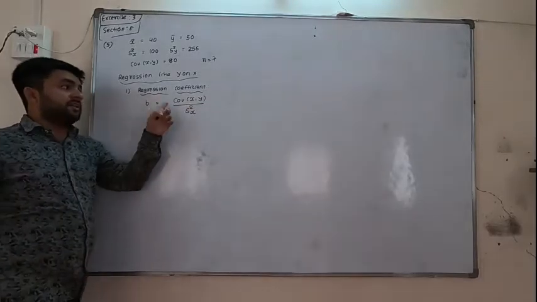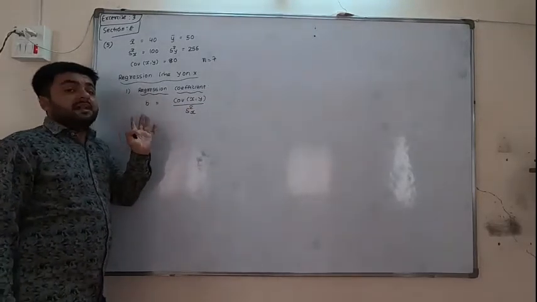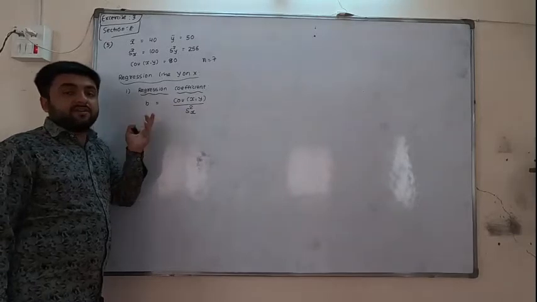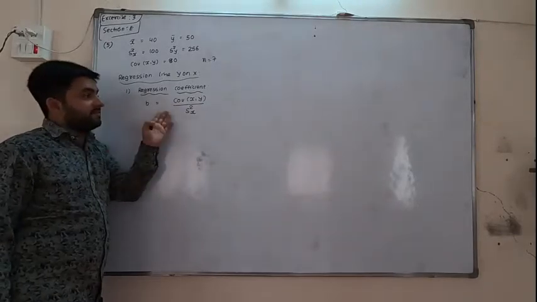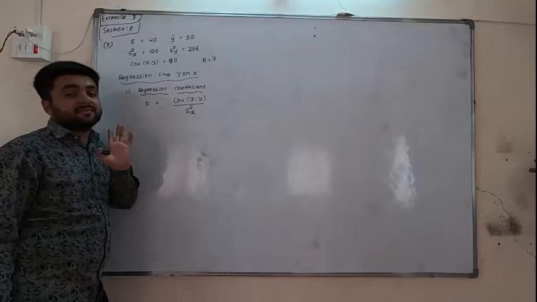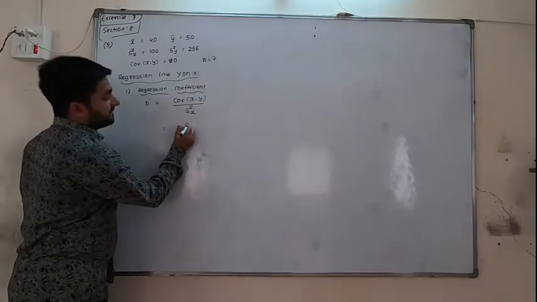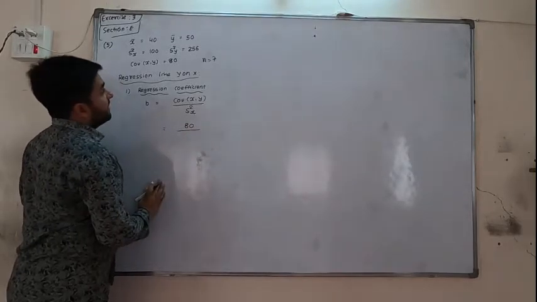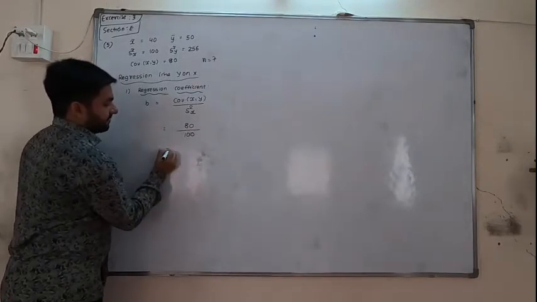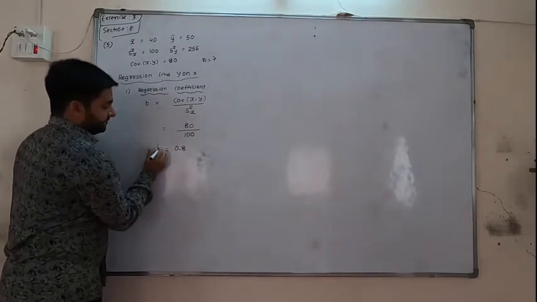If in the numerator covariance is not available, but sigma xy or x minus x bar, y minus y bar is available, then in the denominator we need n into s square x. Such things should be remembered for the formula, friends. So b is 0.8.